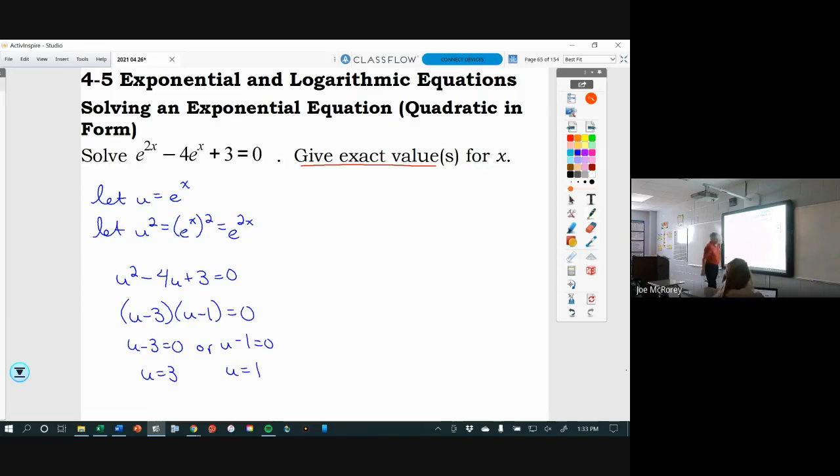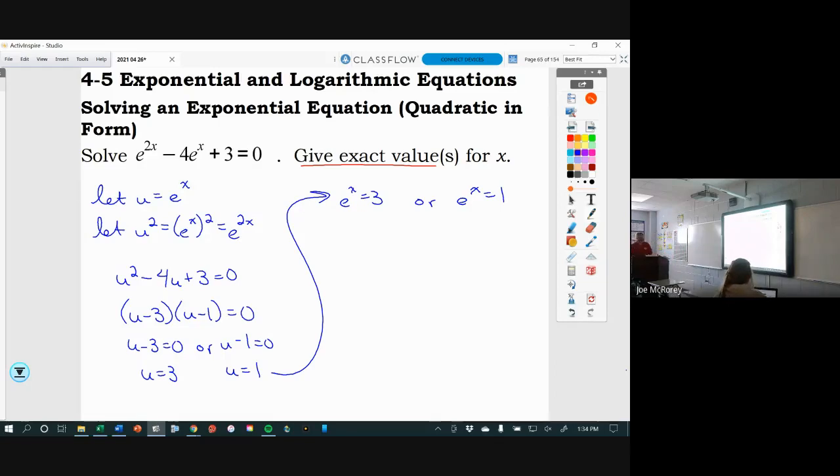But we don't have any u's in our problem, so we have to go back up. U was e to the x. So this isn't really u equals 3. It really means e to the x equals 3, or e to the x equals 1. And now we need to solve those.